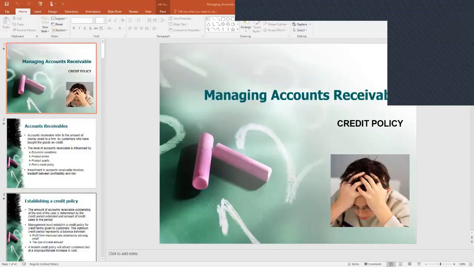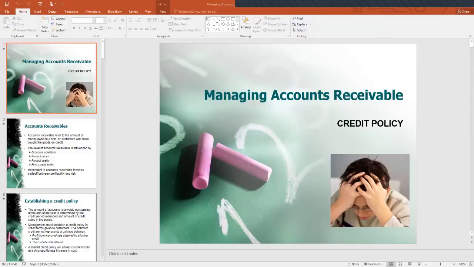Receivables management, or management of accounts receivable. Just like payables management, which you've just discussed, the same principles shall be followed when it comes to the discussion regarding how to manage accounts receivable.